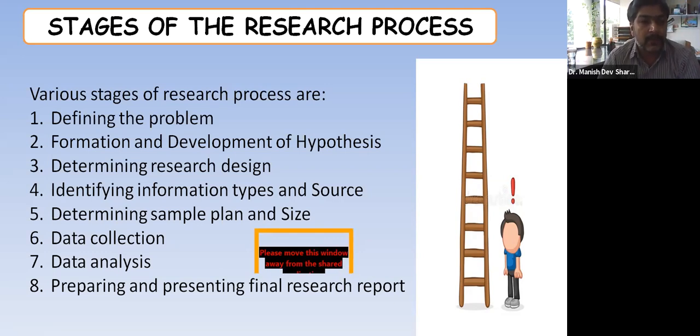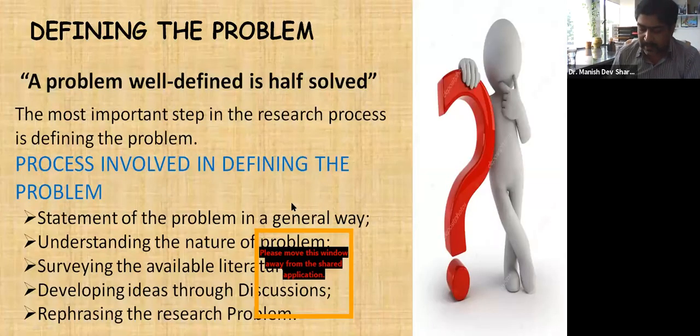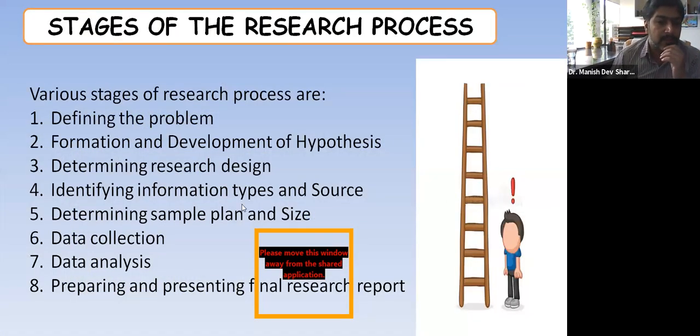Then we go for formulation and development of hypothesis, then we determine the research design, and similarly we have identifying information types and its sources. So we have determining sample plan and sample size. We have data collection systems, data collection methods, and that data is finally analyzed. That is called data analysis. So in the last point, we prepare and present the research report.